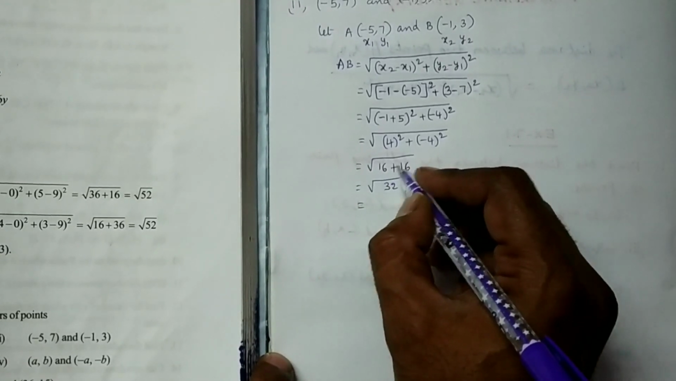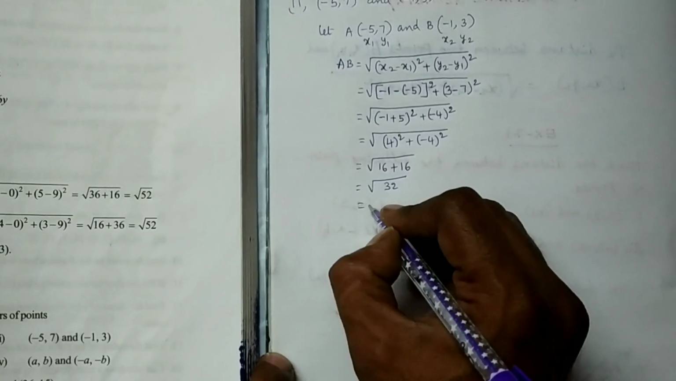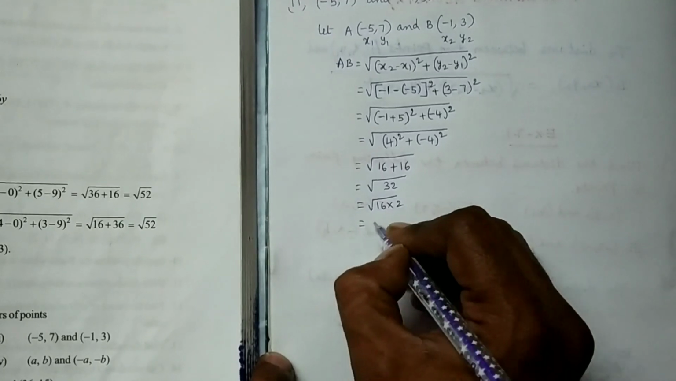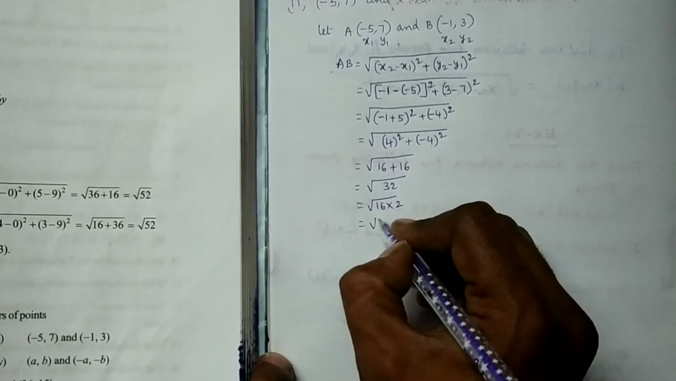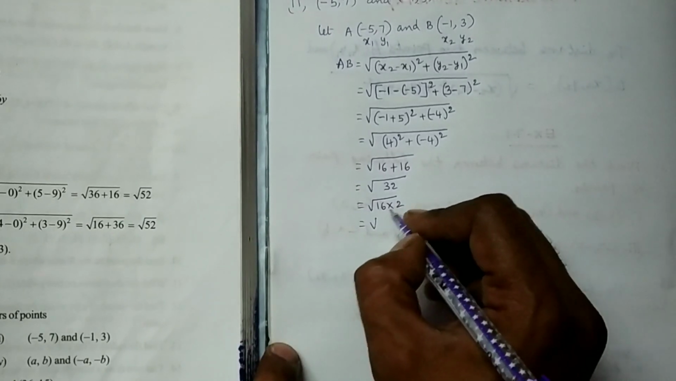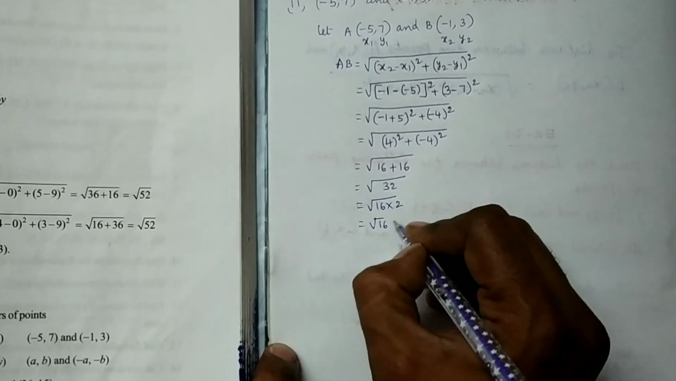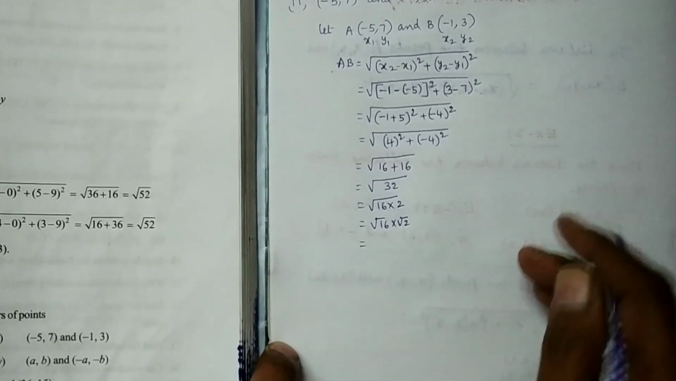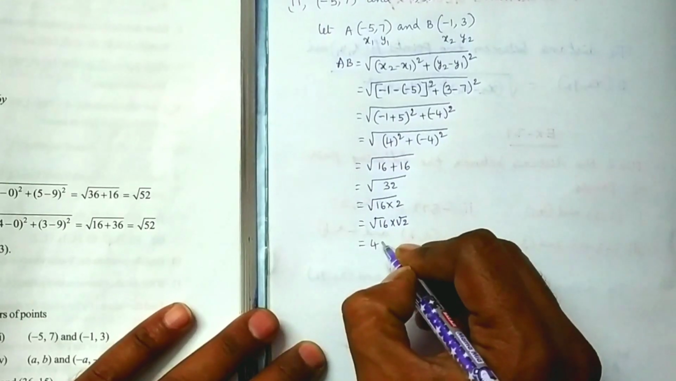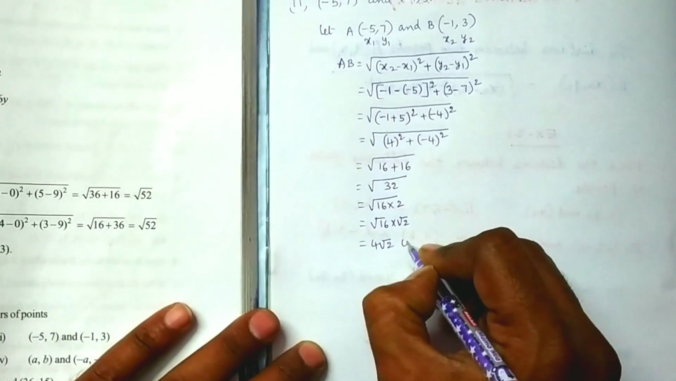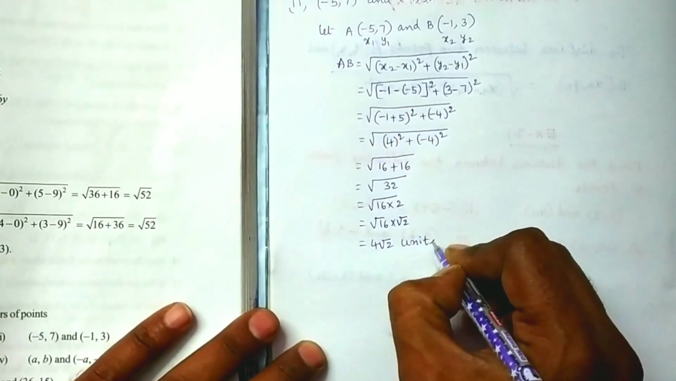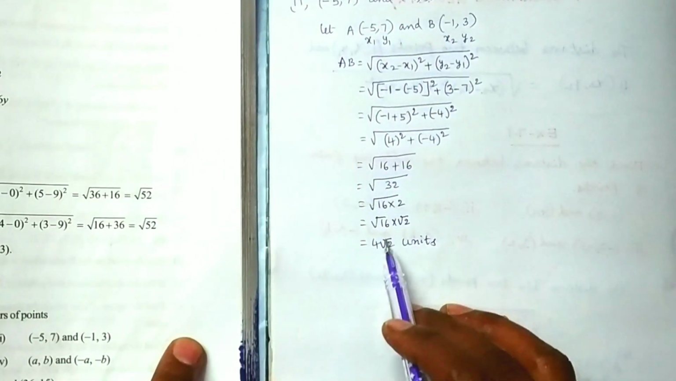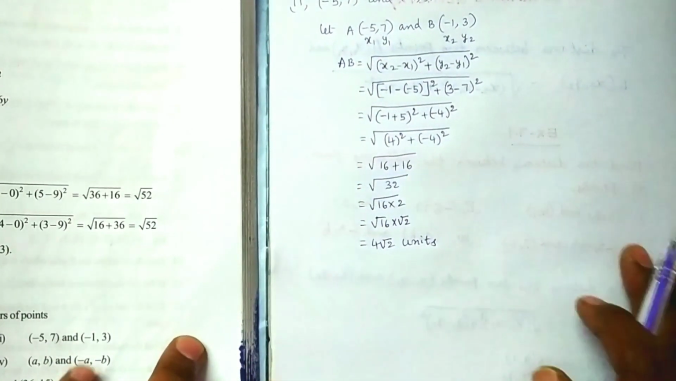Here we observe these 2 16s are there. So write like this, 16 into 2. So what is 16? Separate it. Root AB is equal to root A into root B. So root 16 into root 2. 16 value 4. Root 2 as it is. So 4 root 2 units. So the distance between these 2 points is 4 root 2 units.